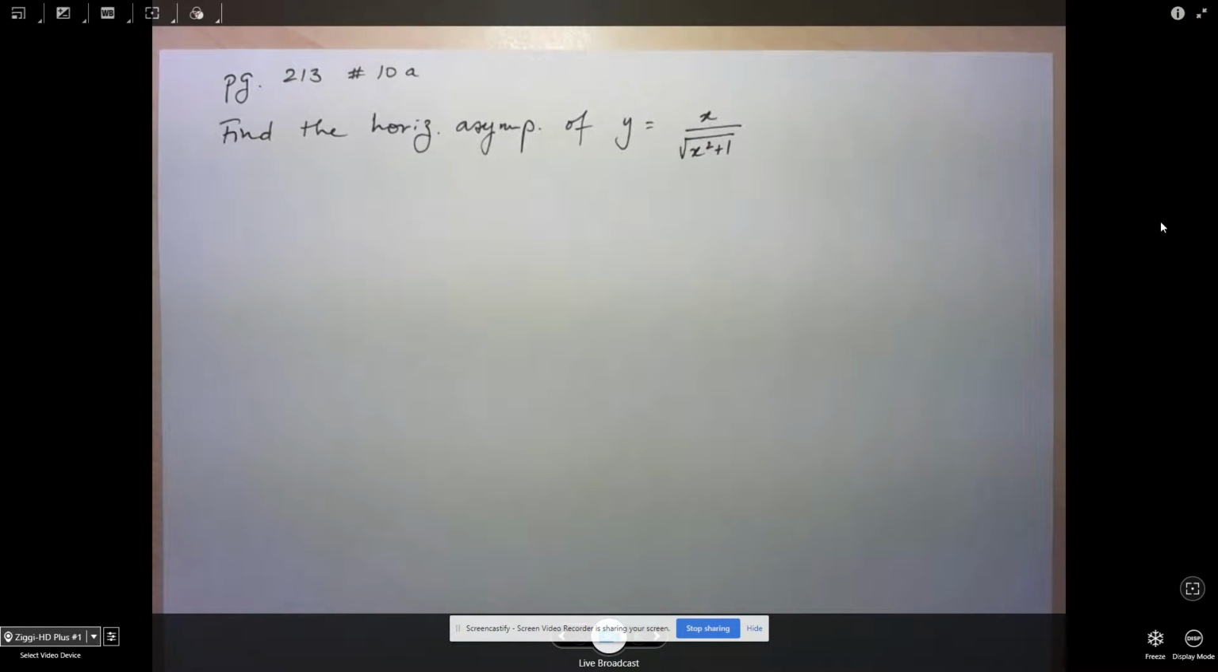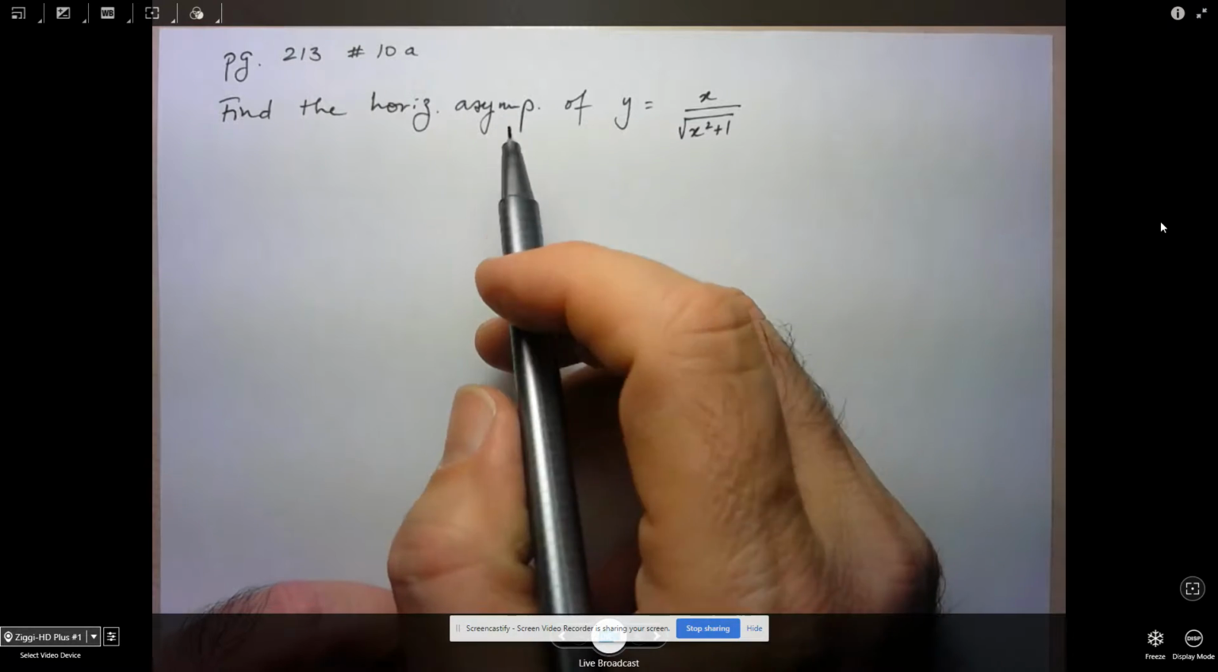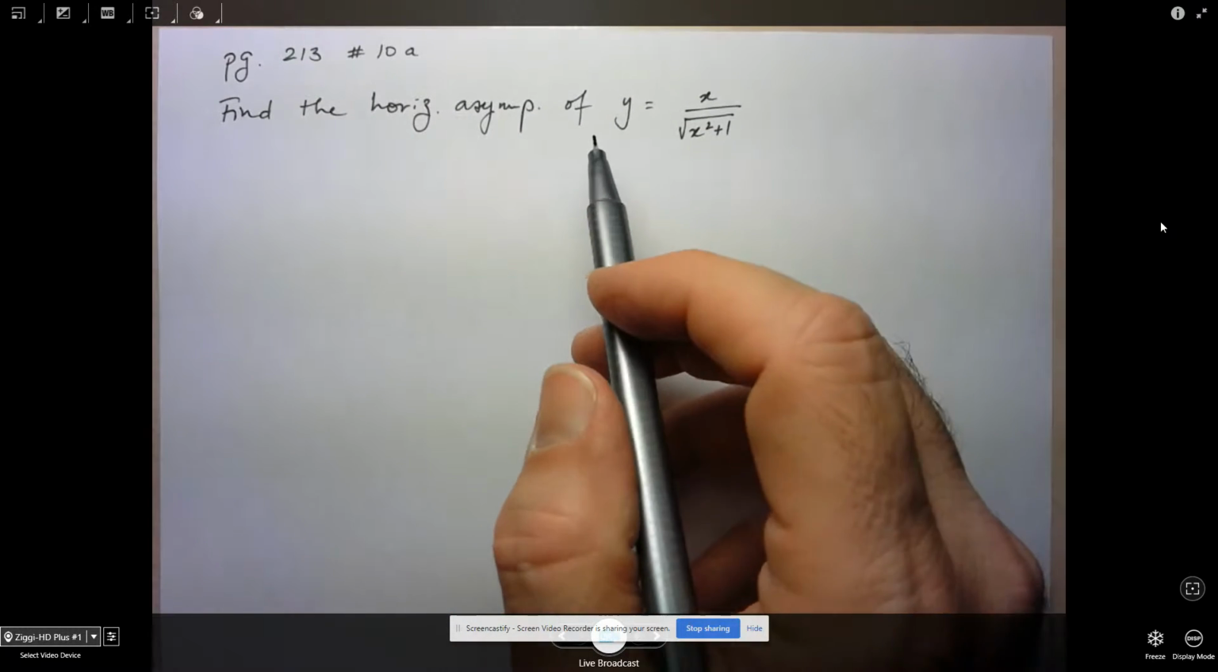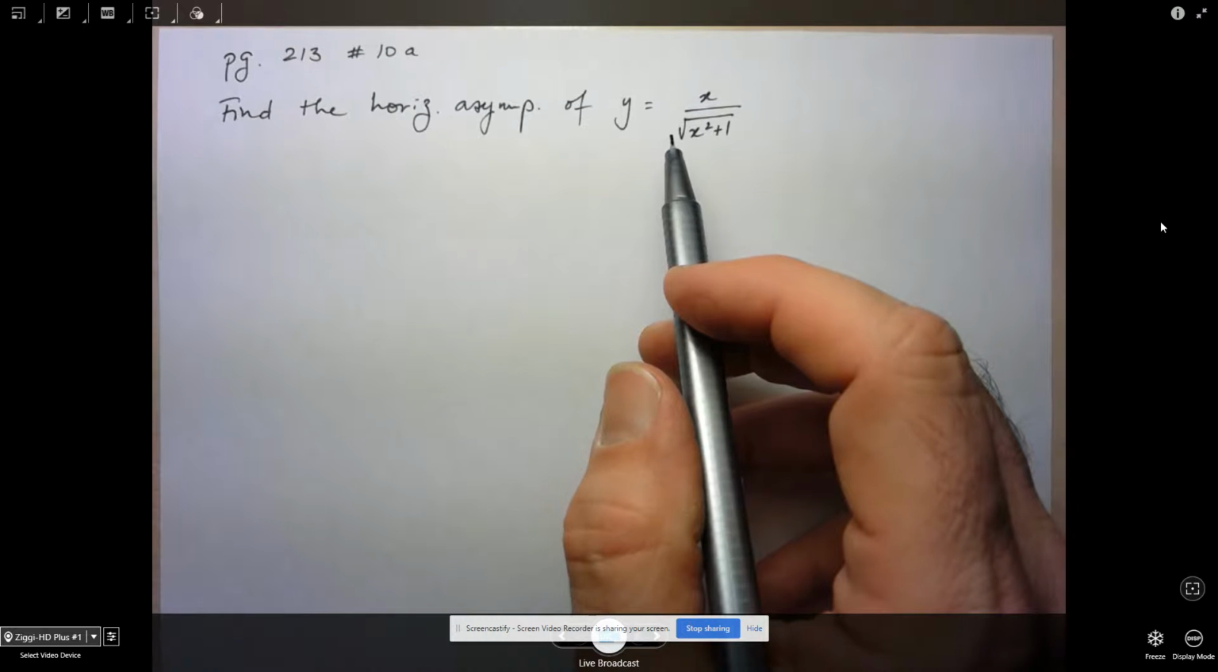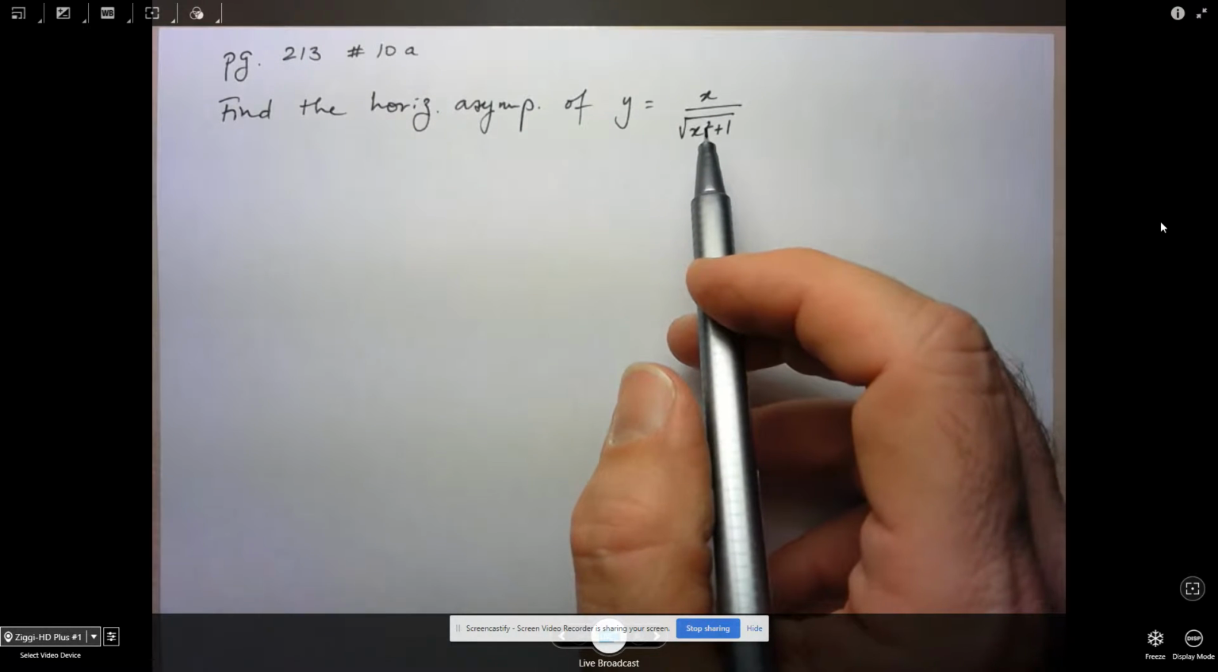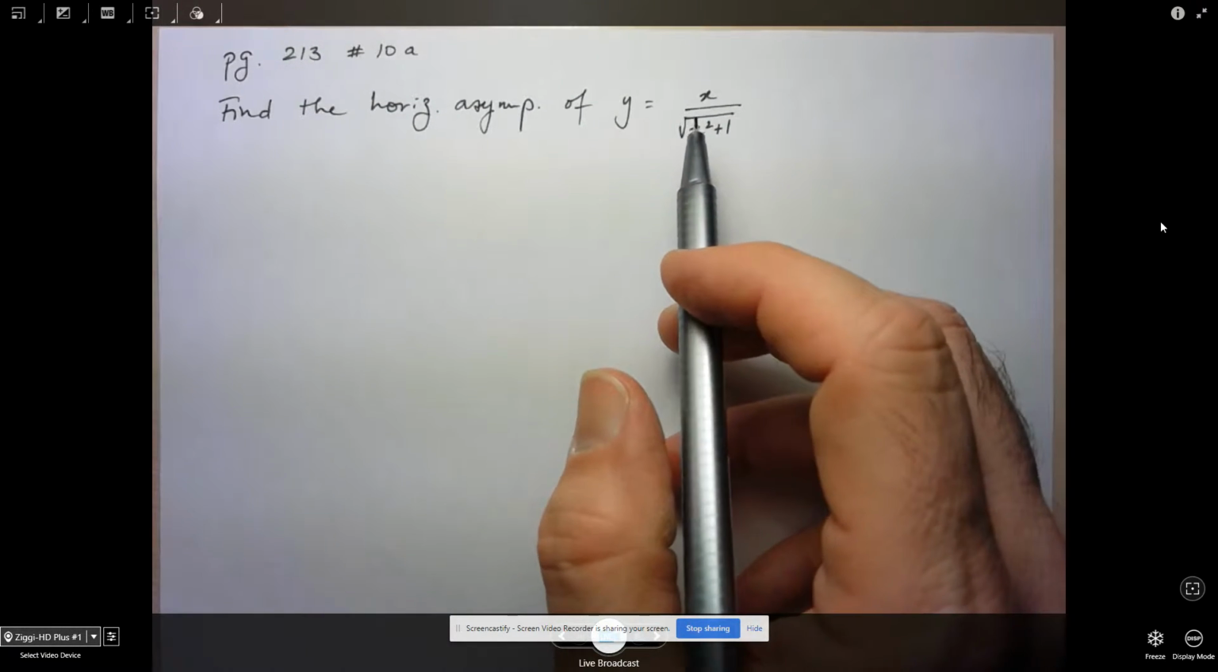Hi folks, we're going to take a look at number 10a from page 213. They ask us to find the horizontal asymptote of this function here. This is a little different from most of the quotient functions we've seen, but it is very similar to a question that was in the lesson.